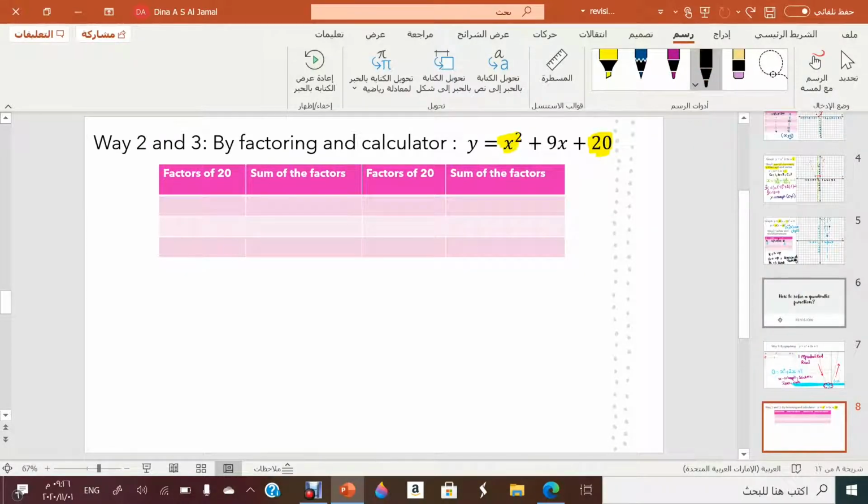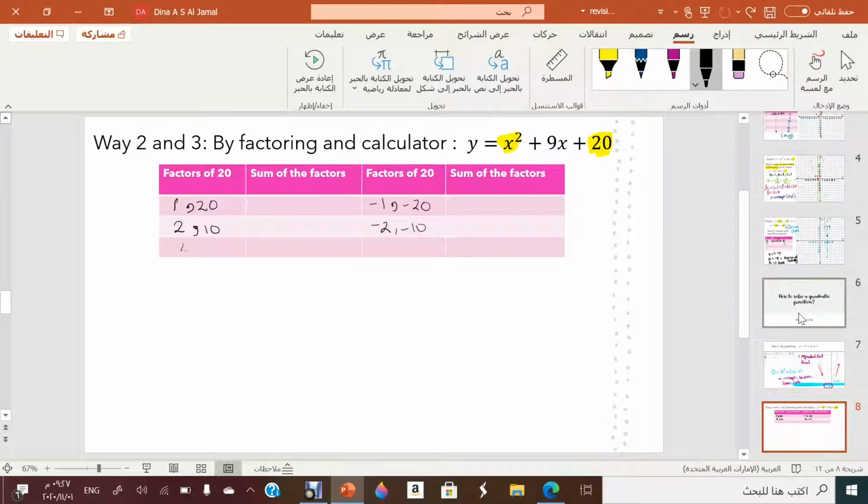Go to 20. Now, what are the factors of 20? What do I mean by factors? I mean find 2 numbers which they will multiply by each other and they will give you 20. So let's think of them. First of all, you are having 1 and 20. And if you took also the negative, it will be minus 1 and minus 20. What are the other 2 numbers? 2 and 10. If you took also minus 2 and minus 10, it will be giving you 20.